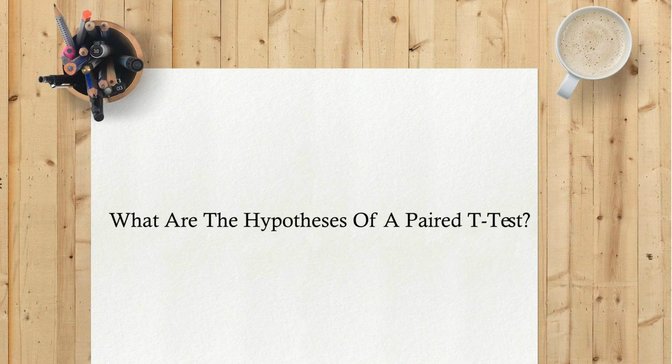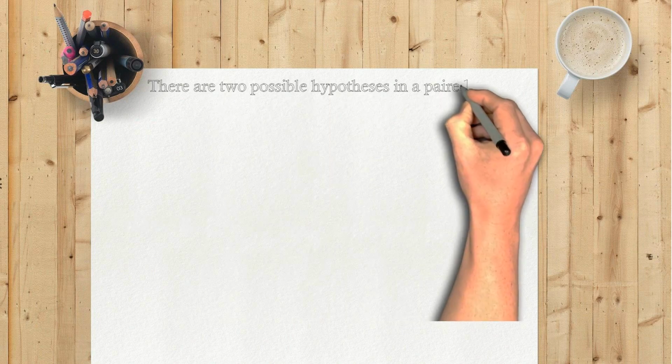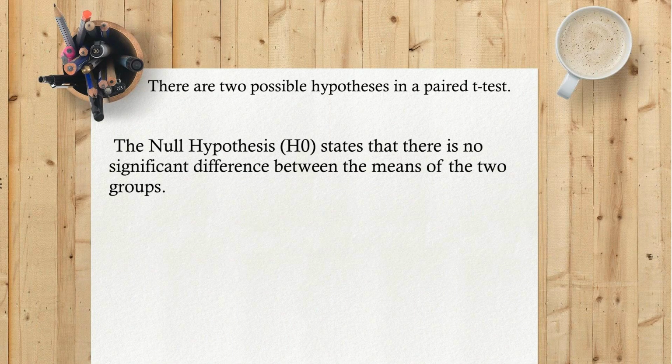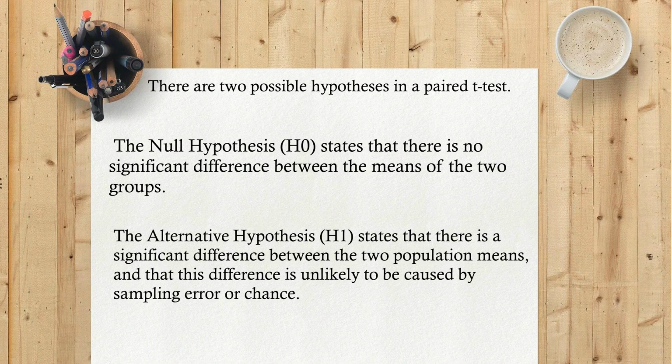What are the hypotheses of a paired t-test? There are two possible hypotheses in a paired t-test. The null hypothesis, H0, states that there is no significant difference between the means of the two groups. The alternative hypothesis, H1, states that there is a significant difference between the two population means, and that this difference is unlikely to be caused by sampling error or chance.